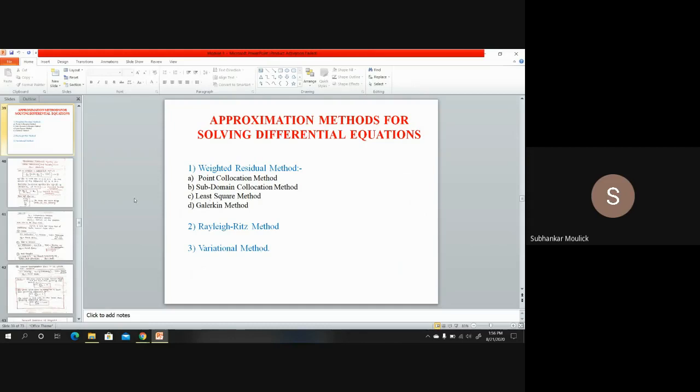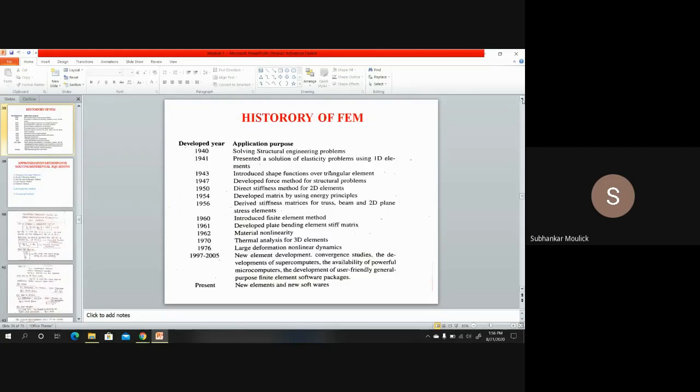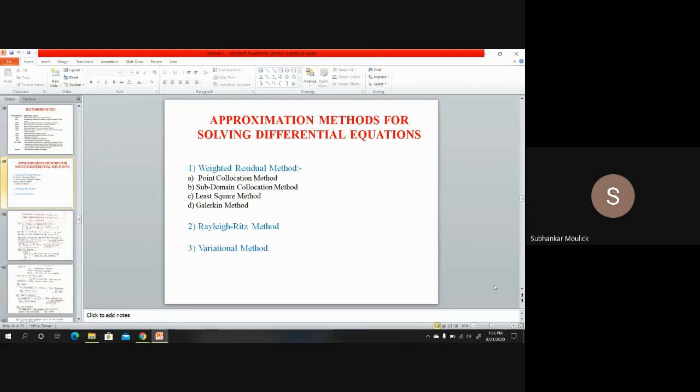With this, we have completed the weighted residual method. The last method which is left is Rayleigh-Ritz's method, which is one of the forms of variational method. With this method, we will complete this module. I will take 10 more minutes because there is a small topic. I will complete that small topic, then you all can leave.